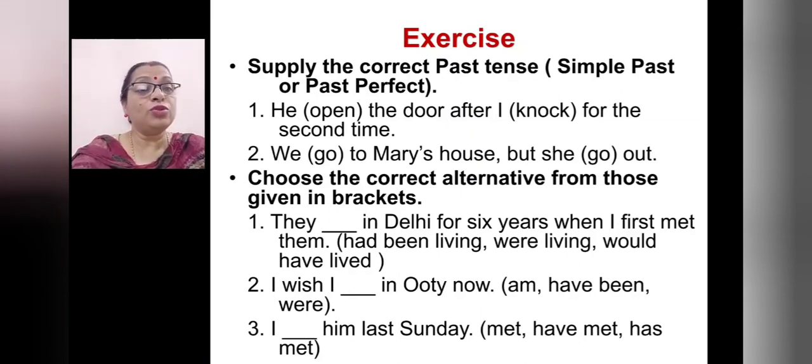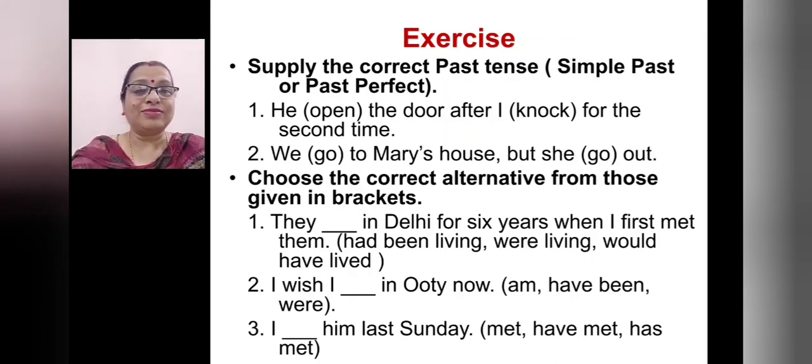Next question. Choose the correct alternative from those given in brackets. So here you have to choose the correct answer. They dash in Delhi for 6 years when I first met them. In the bracket is given had been living, were living, would have lived. Find out which will be the correct answer. I wish I dash in Ooty now. Am, have been, were are given in the bracket. I dash him last Sunday. Met, have met, has met. Find out which one will be the correct answer.